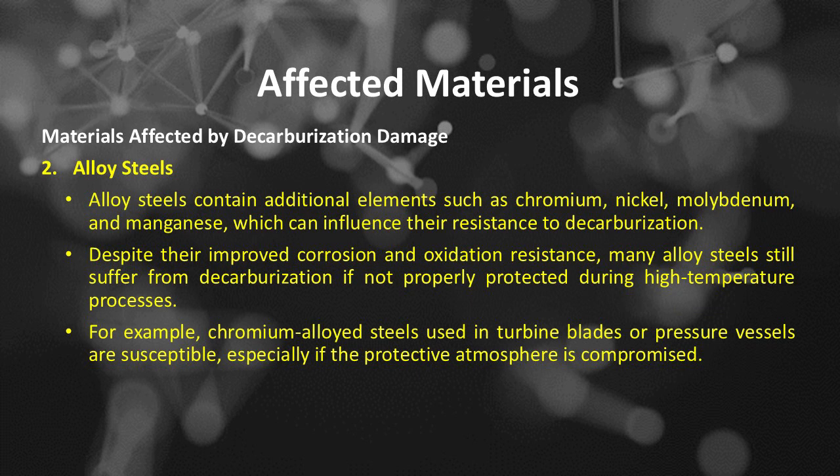Number 2 of the materials affected by decarburization damage is alloy steels. Alloy steels contain additional elements such as chromium, nickel, molybdenum, and manganese, which can influence their resistance to decarburization. Despite their improved corrosion and oxidation resistance, many alloy steels still suffer from decarburization if not properly protected during high-temperature processes. For example, chromium alloyed steels used in turbine blades or pressure vessels are susceptible, especially if the protective atmosphere is compromised.